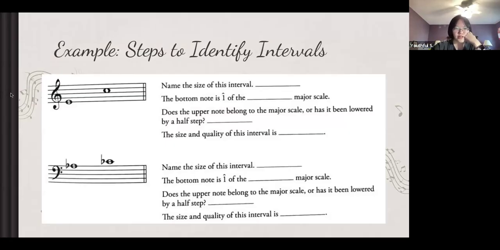Oh, we have one and two. Who wants to do one and who wants to do two? Okay, Ethan can do one and then Elsa or Sue.